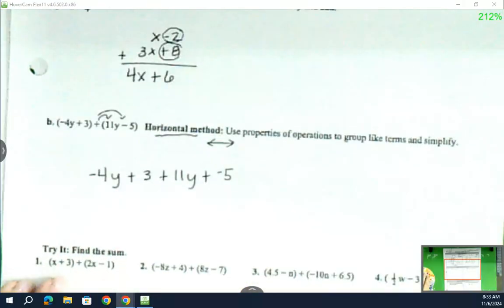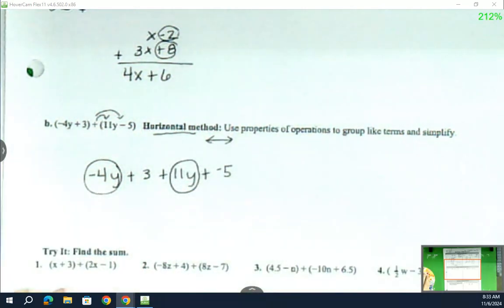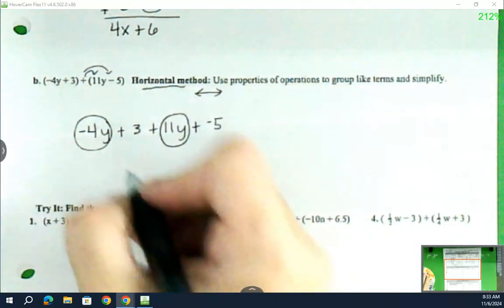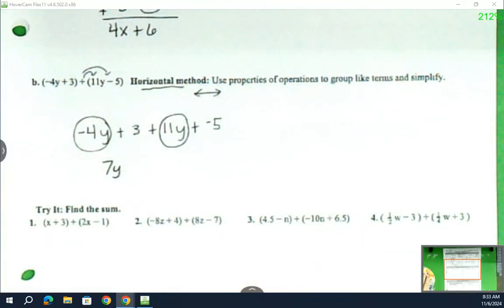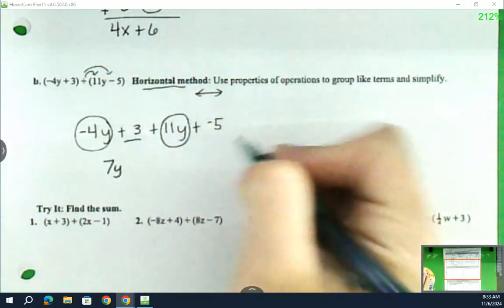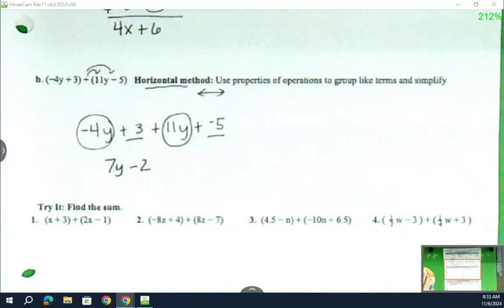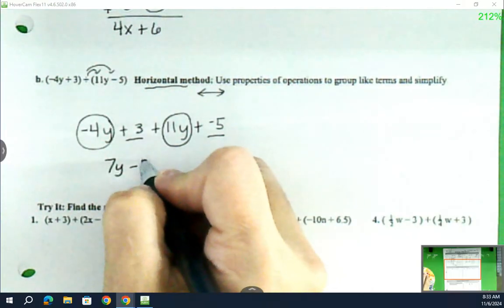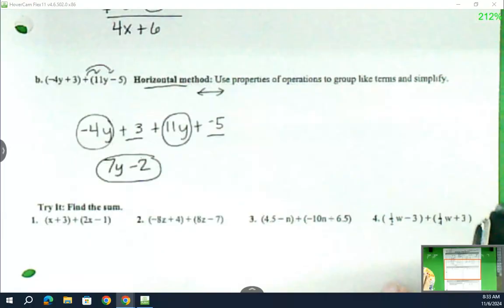Okay, then we're going to be combining like terms. We have a negative 4y plus 11y. That's going to give us 7y. Different signs subtract, and we have more positive. And then combining our numbers, plus 3 minus 5 is altogether negative 2, or minus 2. So our simplified answer is 7y minus 2.